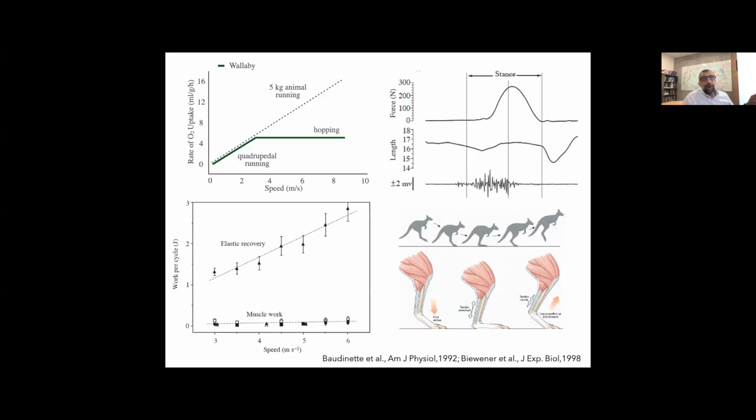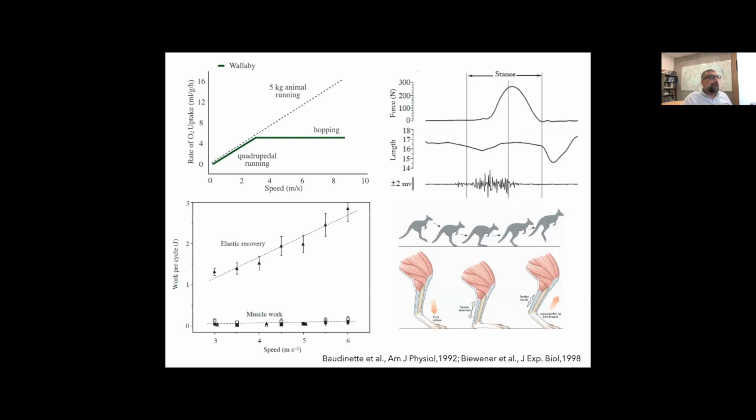There's really two alternate hypotheses here. One being that doing mechanical work is simply more expensive than just producing force. That's a work-based metabolic hypothesis. The alternate hypothesis is one that focuses more on force and the cost that is required to generate the amount of force needed to support your body weight.